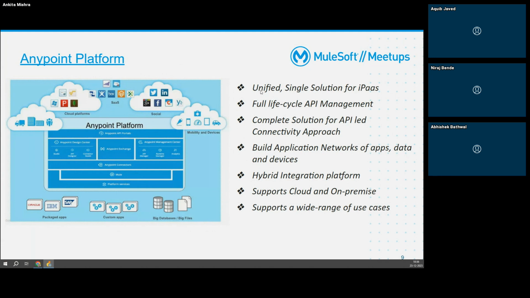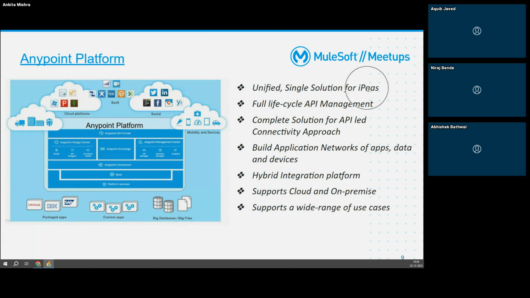So the thing is that it is a unified single solution for iPaaS. There are many other integration platforms out there in the market following these same processes. But the tools that they are using to achieve this are multiple. So for designing an API, they have a different tool. For deployment of that particular application, they have a different tool. But Anypoint Platform is a single tool provided to us by MuleSoft where all these things can be taken care of at one place. It is an integration platform as a service.